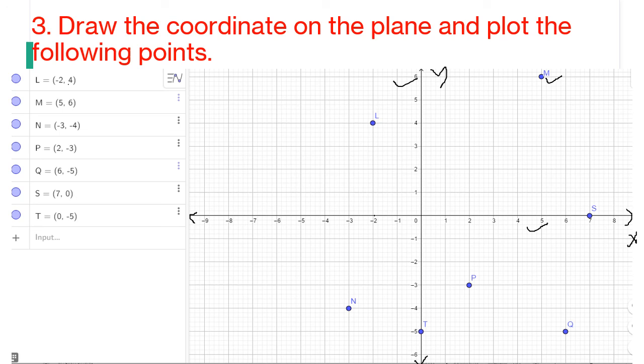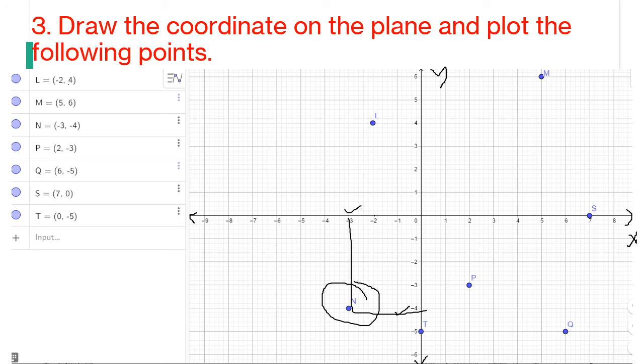Okay, similarly we have next one minus 3 and minus 4. So we'll take minus 3 on the x-axis because it is the x coordinate. So minus 3 on the x-axis is here and minus 4 on the y-axis. So here minus 4 will be below the x-axis. So the point N is lying here where these two numbers are meeting.